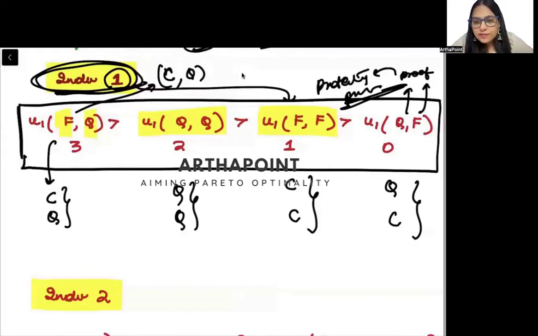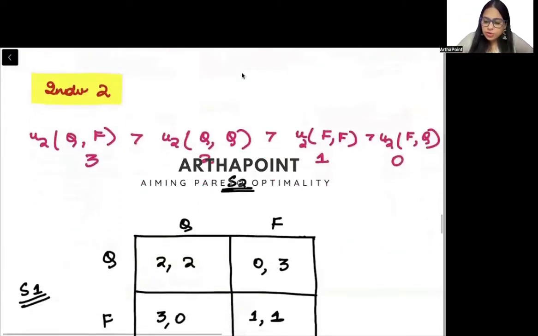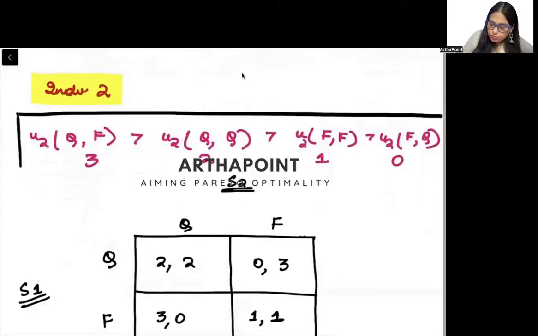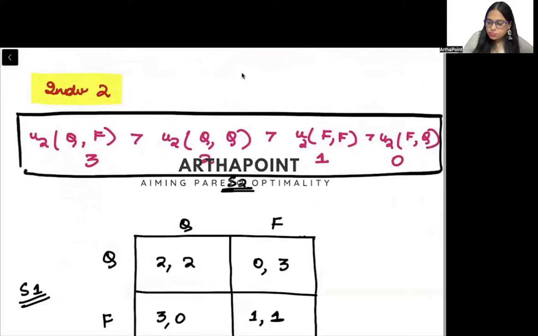Now, to convert preference to payoff, just give numbers in decreasing order. So this becomes 3, 2, 1, 0. I have given numbers in the decreasing order. Is this clear? Okay. Now let's talk about individual 2. When we talk about individual 2, just the reverse of individual 1, what is best for him?